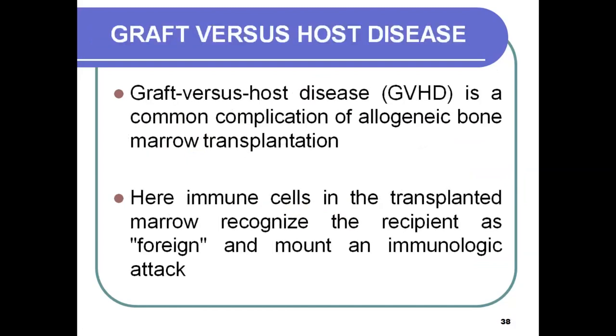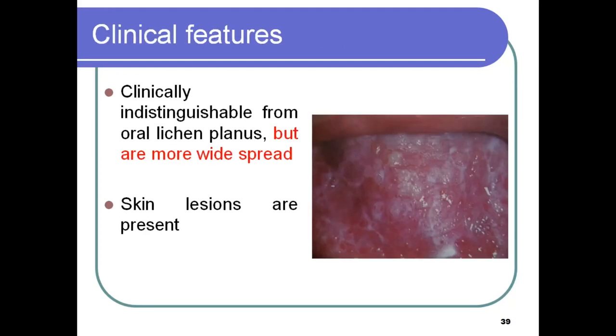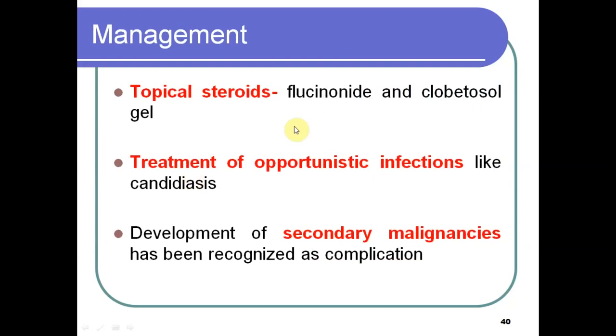And we have GVHD, that is graft versus host disease, a common complication of allogenic bone marrow transplantation. So here what is happening, the immune cells in the transplanted marrow recognize the recipient as foreign and mount an immunologic attack. It is like autoimmune. Clinical features, they are indistinguishable from oral lichen planus but are more widespread in nature. Skin lesions are present. Management is topical steroids, fluocinonide and clobetasol gel. Treatment of opportunistic infections like candidiasis, and development of secondary malignancy has been recognized as a complication of this.